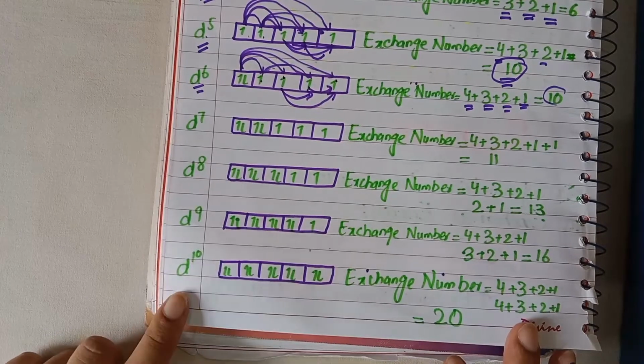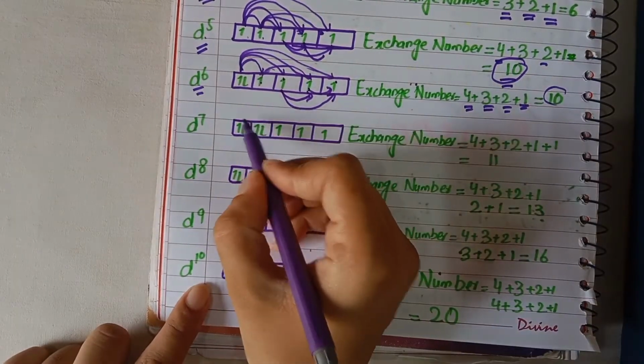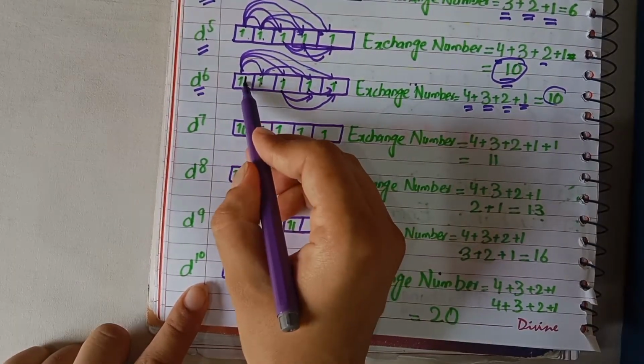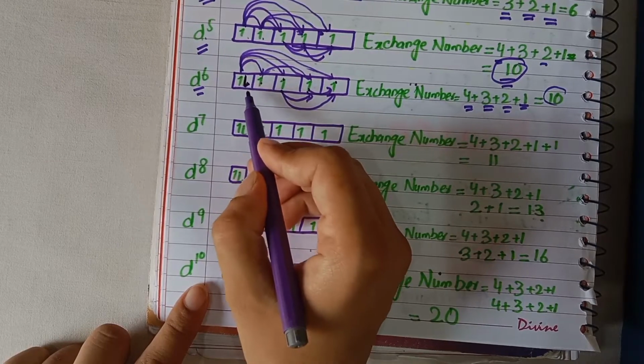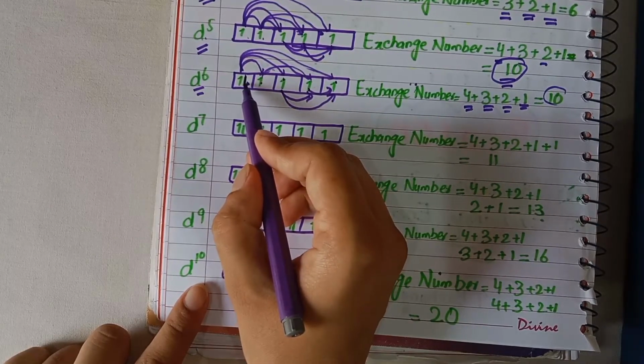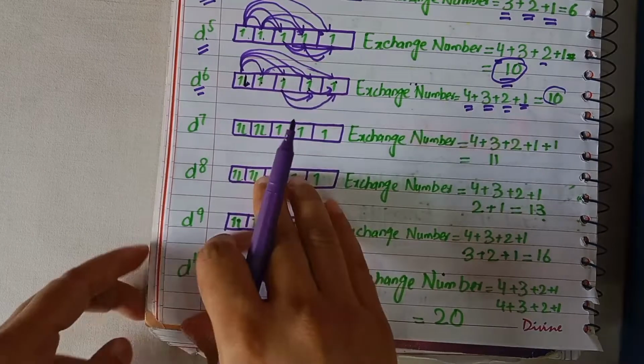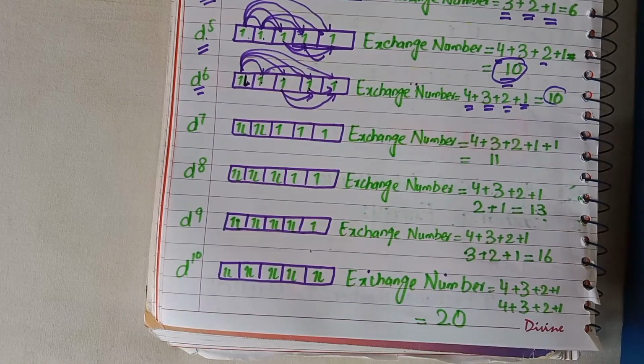Now if we look at d7, here we can also see that an electron with opposite spin is present, but the exchange number for this electron is 0, because in the definition we already mentioned that an electron can only exchange its position with a same-spin electron. So here there is only one electron with opposite spin, so its exchange number will be 0.